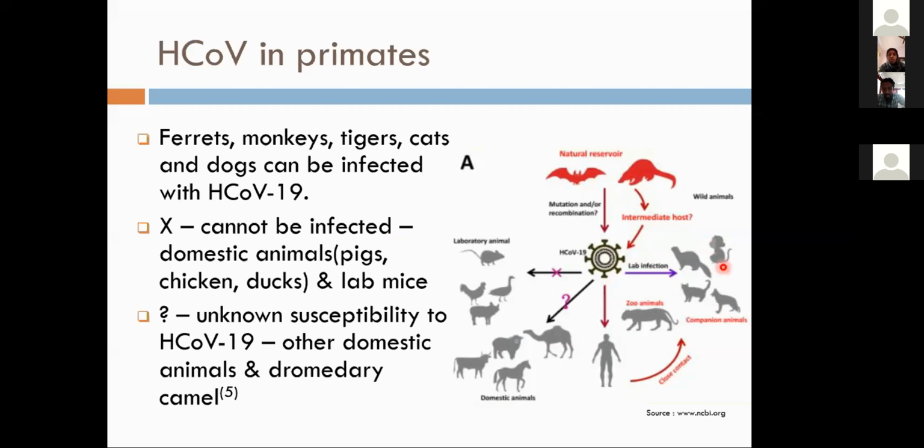That means that ferrets, monkeys, tigers, cats, and dogs can be infected with COVID-19. On the left side, we can see an X, which signifies it cannot be infected, which includes domestic animals like pig, chicken, duck, and lab mice. In the next part, we have a question mark, which signifies unknown susceptibility to COVID-19, which includes other domestic animals and dromedary camel.